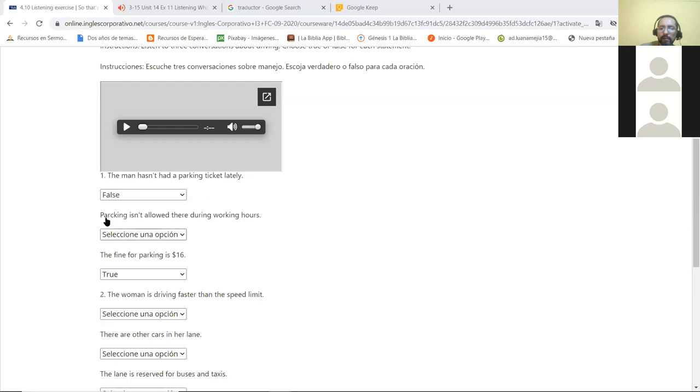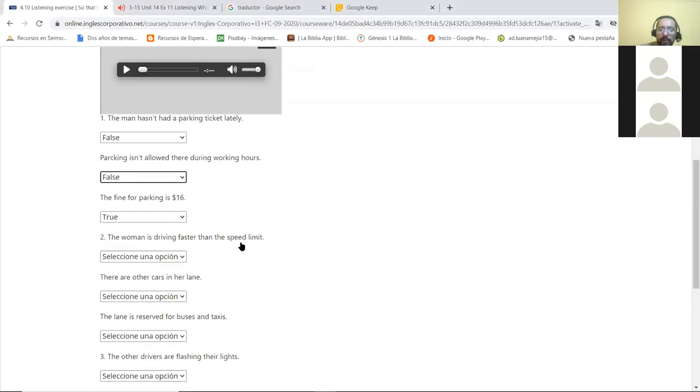I share my screen. Okay. This is it. Parking isn't allowed there during working hours. The parking is... No, it's false. Yes, mm-hmm. I think it's false.